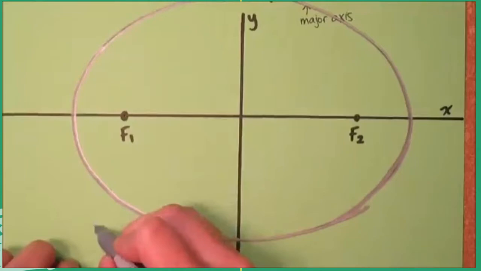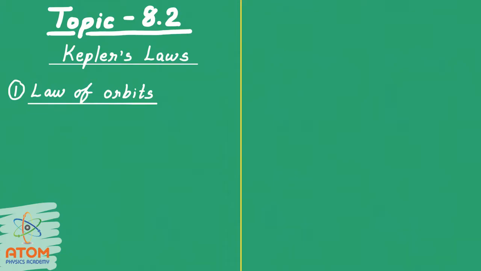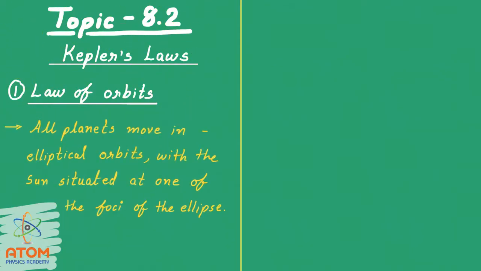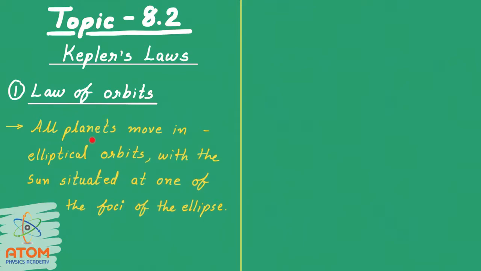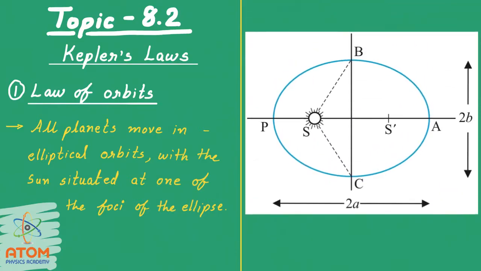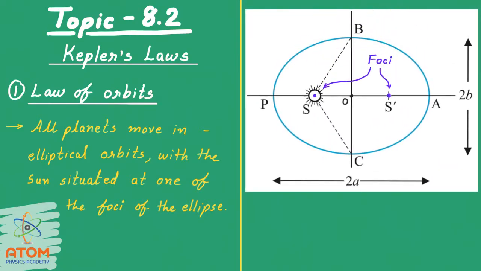Okay. Now coming back to our point, here we were about to discuss Kepler's first law, that is law of orbits. Now here is the statement: all planets move in elliptical orbits with the sun situated at one of the foci of the ellipse. For this, see this figure. Here is sun and here is the orbit of any planet. Right? You can see the orbit of planet is elliptical. Now sun is at either S or either S dash.